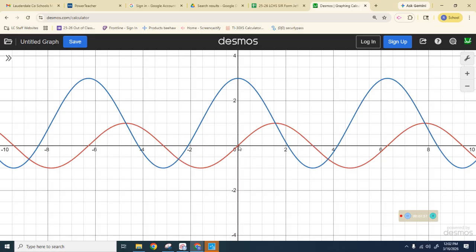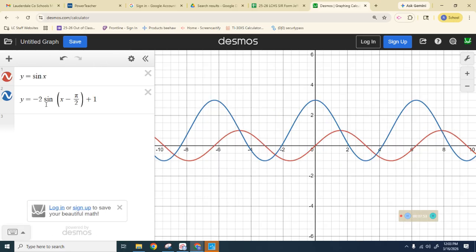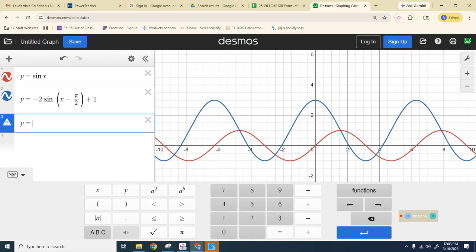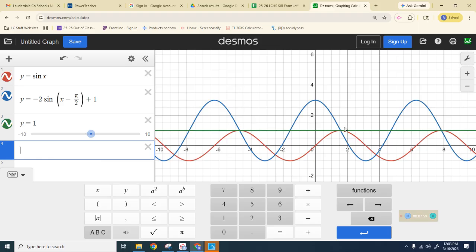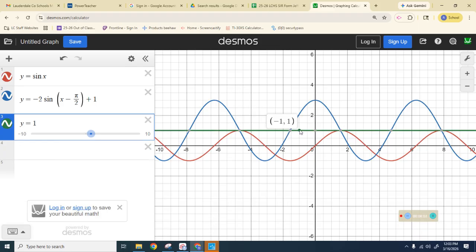So, the red's the original. The blue is what happens after we put all these numbers into it. So, yep. We kind of scooted it over. This green line right here is your midline. Basically, it's the middle of it. It just stretches out a little bit, things like that. That's all you really need to be able to look for, not how to graph it.